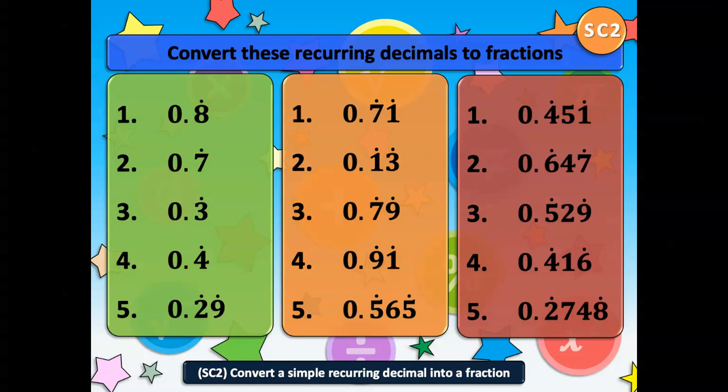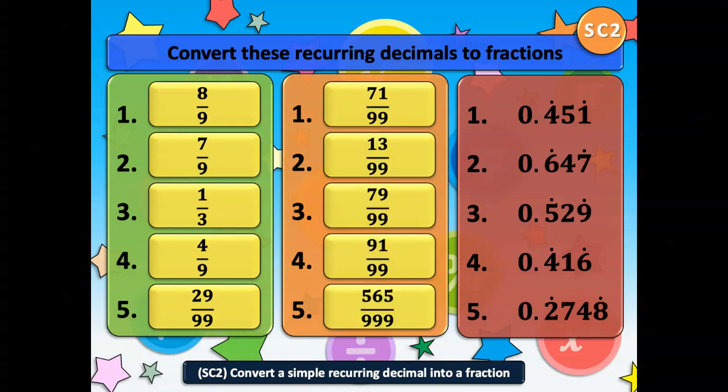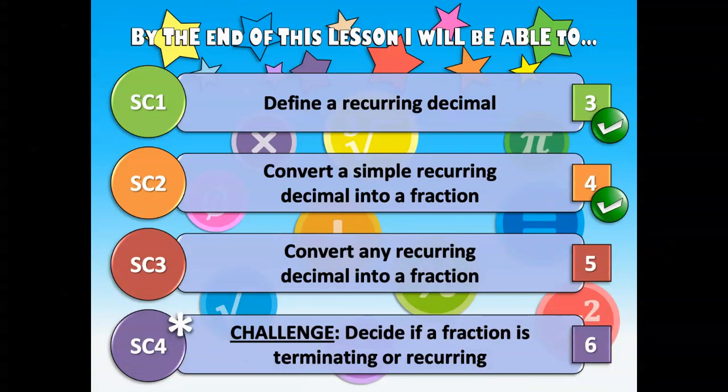Here are some questions for you to have a go at. Pause the video, and when you're ready to mark your work, press play. Here are your answers. So there's your green answers. There's your amber answers. And there's your red answers. So now we've completed success criteria 2.